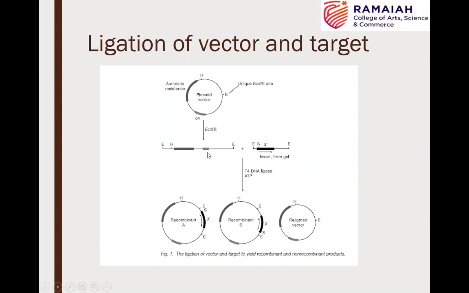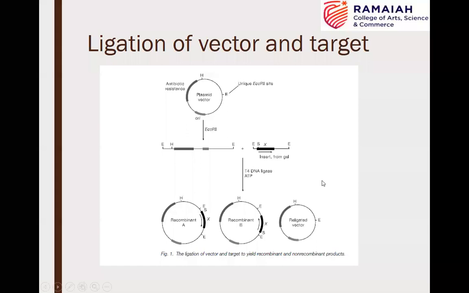The side reaction is without the incorporation of the target DNA, where just this one gets circularized, because of which there is a formation of religated vector, which is the unwanted product formed during the ligation reaction.